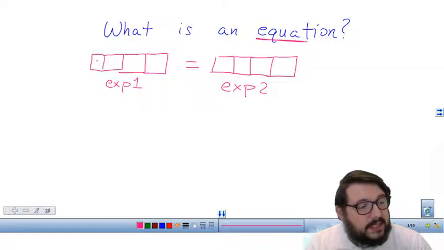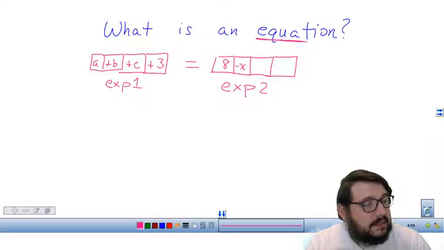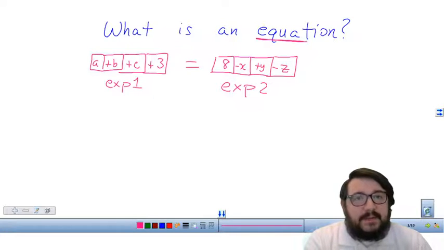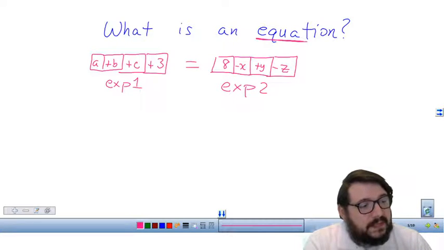So here you might see A plus B plus C plus 3. And here you might see 8 minus X plus Y minus Z, or something like that. Now I just made these up off the top of my head, but the purpose is for you to see that here I have one grouping of terms and here I have another. And there's something else that's very important to point out. A single term also counts as an expression.